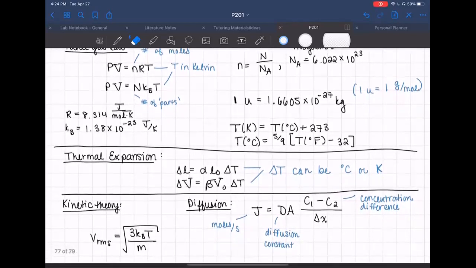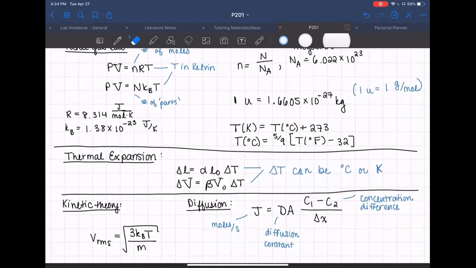Then below that, I have the thermal expansion equation. So the linear expansion, the change in length, is the linear expansion coefficient alpha times the original length times the change in temperature. Volume expansion is basically the same, but with volumes where the lengths were, and then we swap out that alpha constant for a beta.